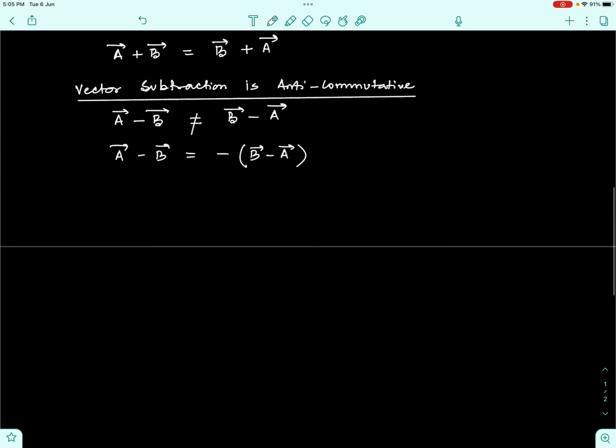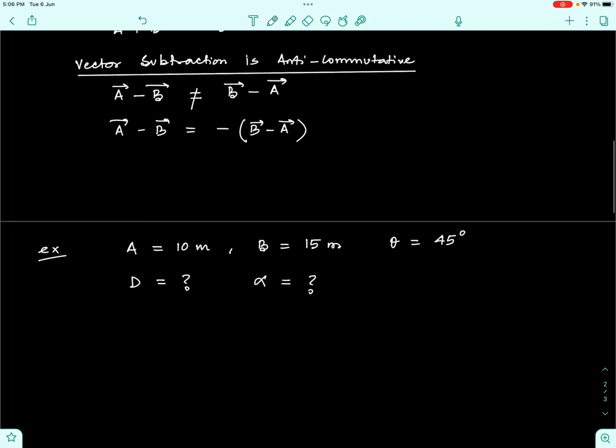We can just take up a small example to understand how we work with vector subtraction in basic cases. So, let us say we have a vector A having a magnitude of 10 meters, it is a displacement vector, and there is a vector B having a magnitude of 15 meters, and the angle theta that they make with each other is 45 degrees. You are supposed to find out the magnitude of the difference vector D as well as the angle alpha that the difference vector D makes with vector A. So, we can directly use the relations that we have studied.